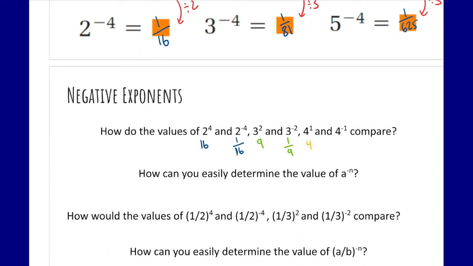Four to the power of 1 was 4. 4 to the power of negative 1, well, we don't have that one, but it would be 1 over 4. So hopefully now it's a little bit easier to see a connection. So how could we easily determine the value of any base to the power of a negative exponent? Well, it becomes a reciprocal. So a to the power of negative n would become 1 over a to the power of positive n, which we've seen in all of our previous examples.